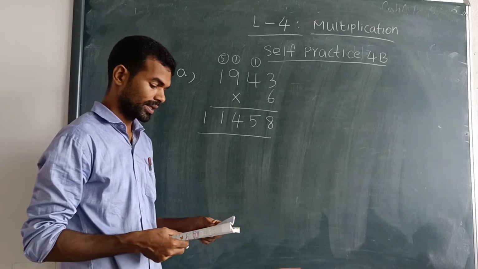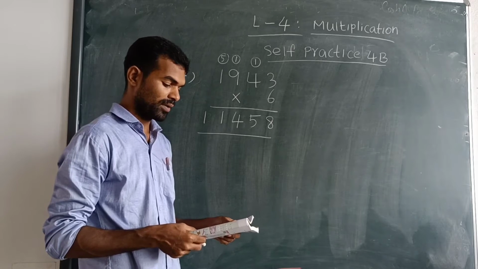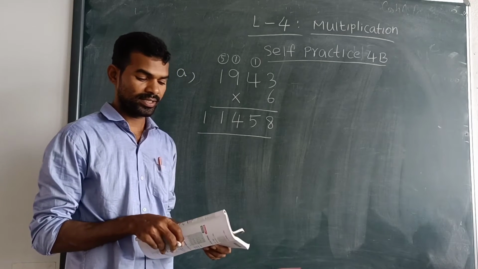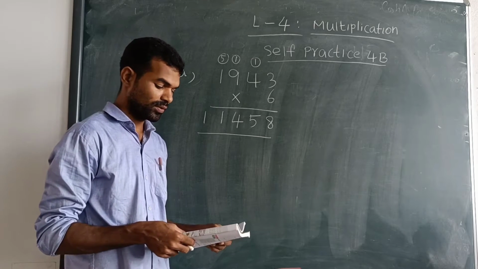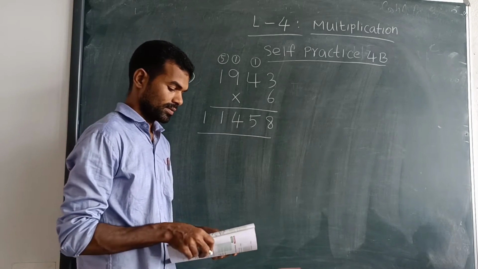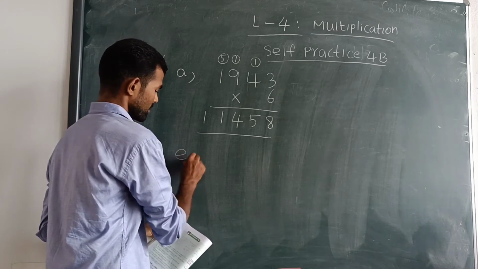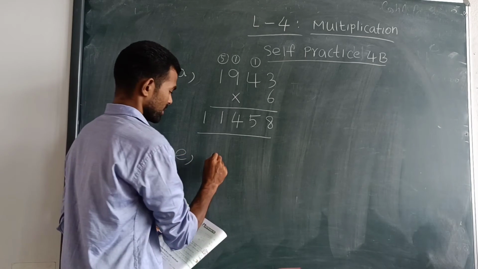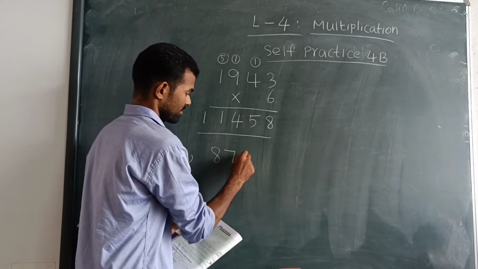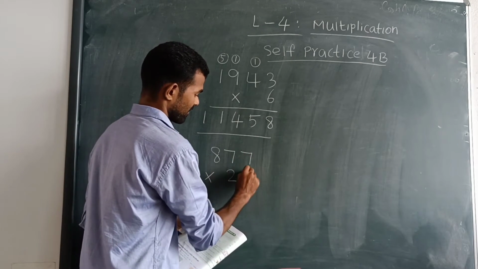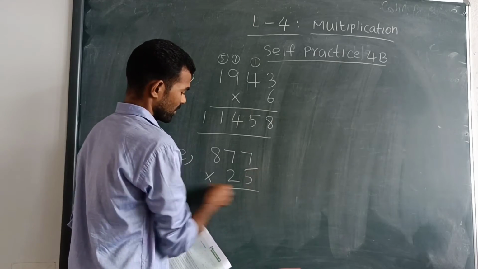So second question, multiply by 4. You know you can multiply by 4, then next 6 like that given. So let me do one more question. That is E question. Look at the E question. It is given 877 multiplied by 25.